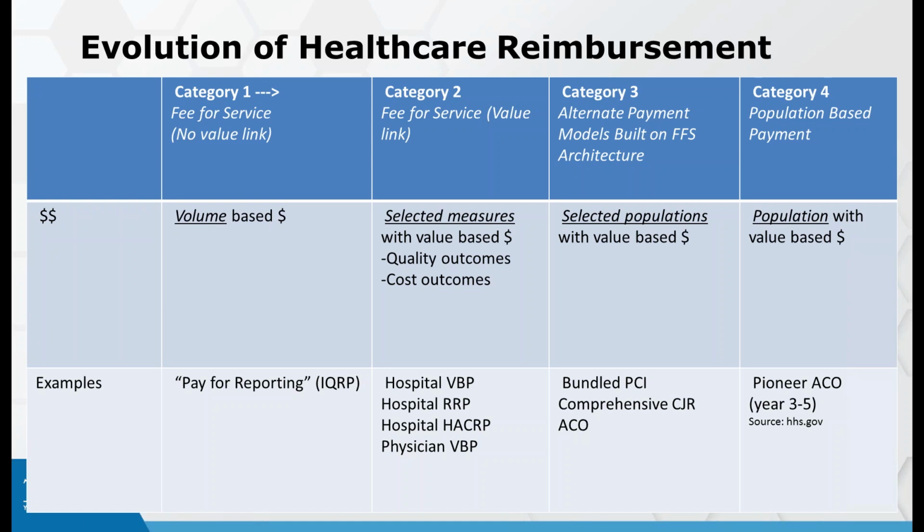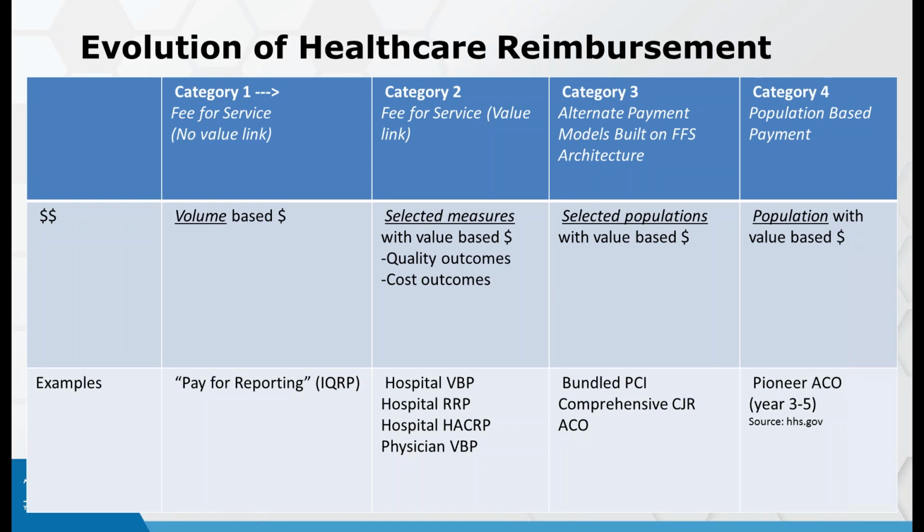Moving into Category 2, we start moving into the value-based reimbursement models. We have quality outcome measures that we've been dealing with for quite a while, and we've been looking at cost outcomes and that kind of thing. You can see on the bottom of the slide the examples of those value-based purchasing programs, and we're going to touch briefly on each one of those during this presentation.